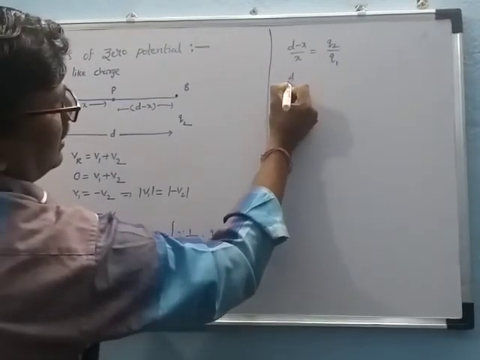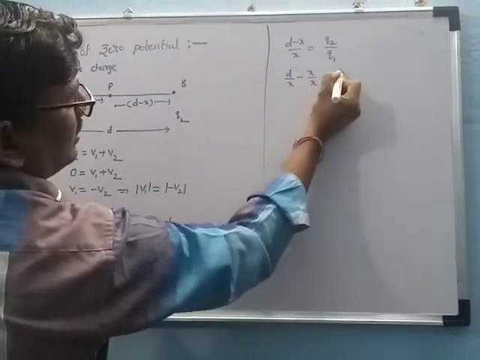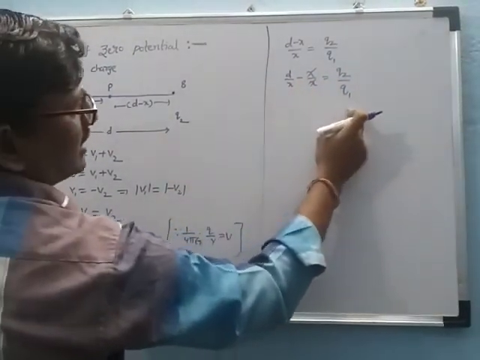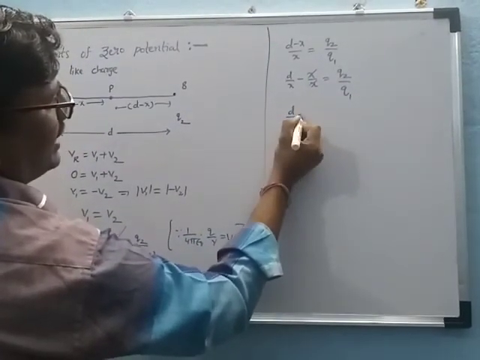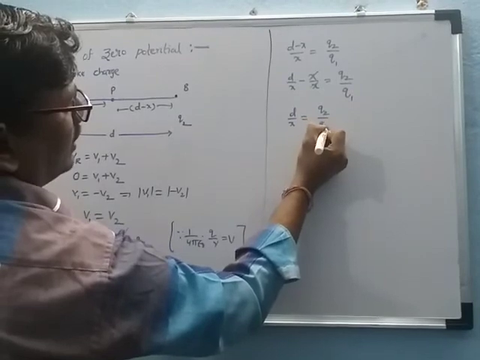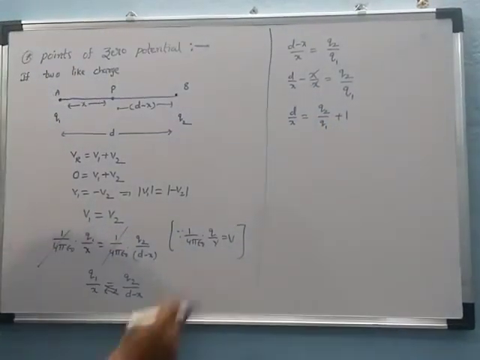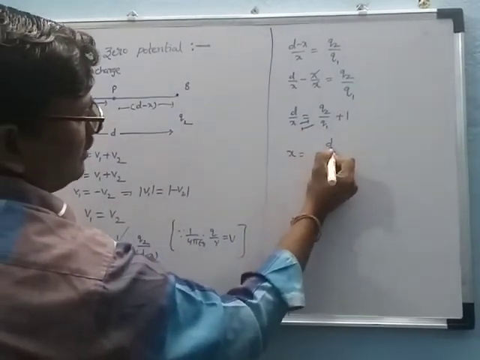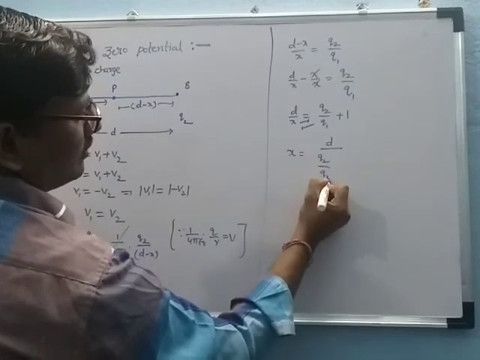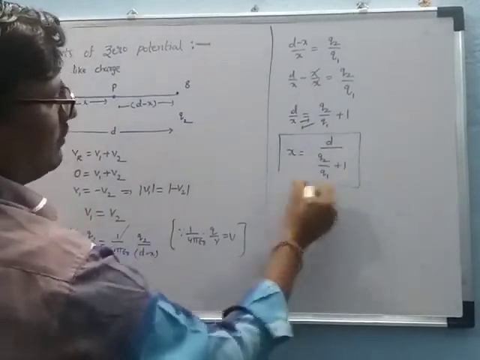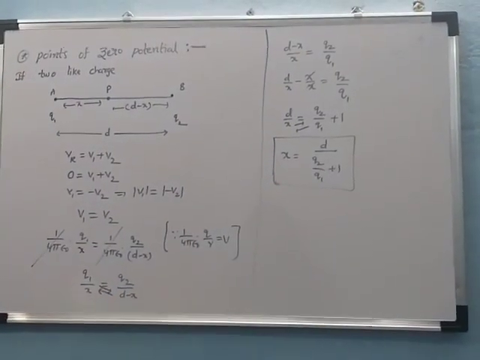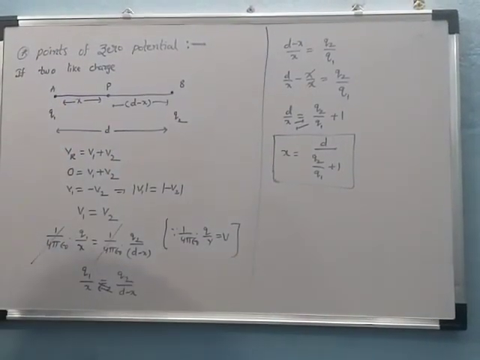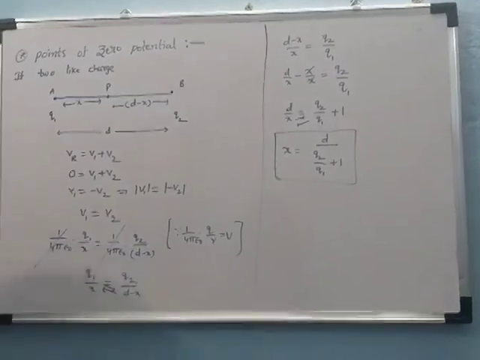Dividing, we get d by x minus x by x is equal to Q2 by Q1. Now x by x is 1, so this minus 1 is taken to the other side and becomes plus 1. So d by x is equal to Q2 by Q1 plus 1. Then we can find x, the position of the null point: x is equal to d divided by (Q2 by Q1 plus 1). This is the formula for the point where the electric potential is 0 when the two charges are like charges: x equals d by (Q2 by Q1 plus 1).